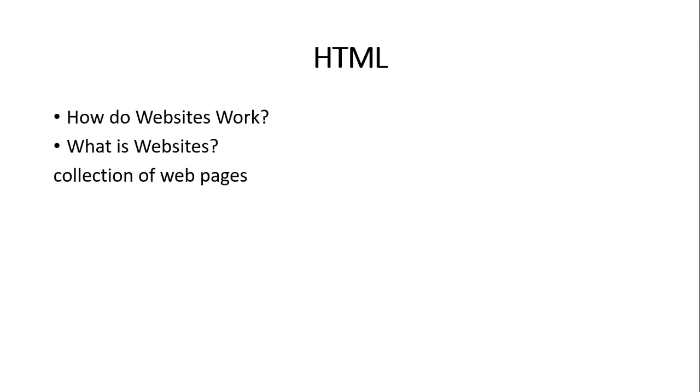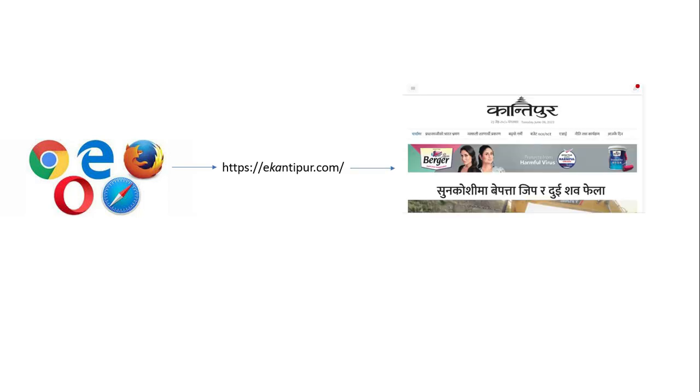So let's take one example. If you have any web browser, that is Chrome or Microsoft Edge or any web browser, and if you enter any domain name into your web browser, then you can get web pages on your screen. And you can see here, this is my web browser. You can use any web browser here. And to access your website, you must use the domain name. And after entering the domain name, you can access your website on your screen.